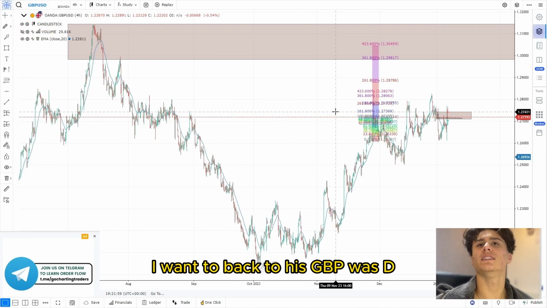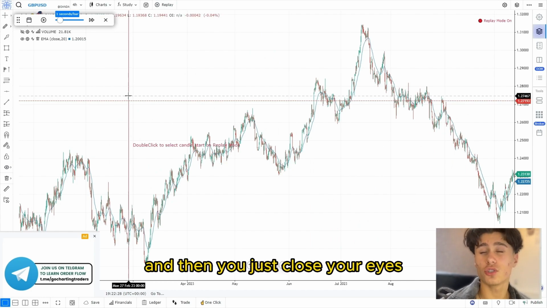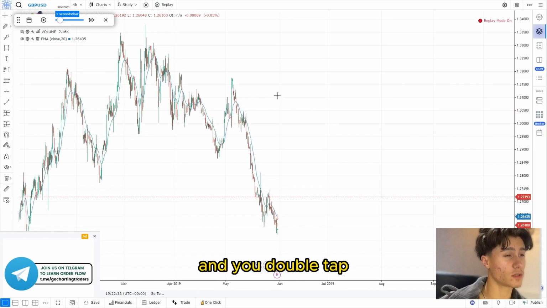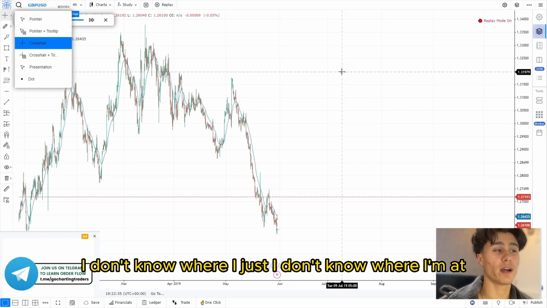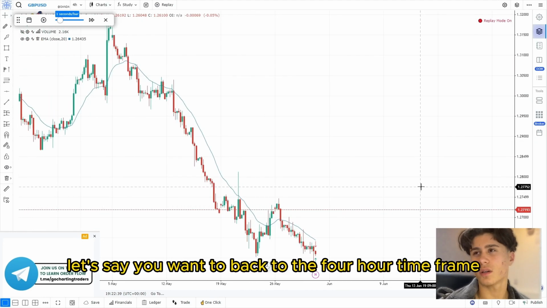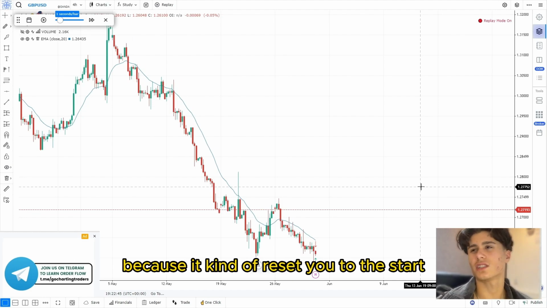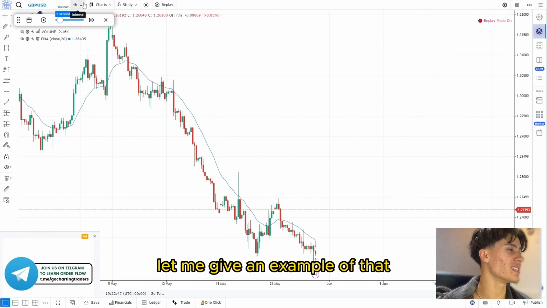Let's say I want to backtest GBP USD. There is a history limit, which is unfortunate. However, it's okay. You just double tap. So let's say you want to backtest the 4-hour time frame. Be careful to not go too low because it can reset you to the start, which is a little annoying. Let me give an example of that.